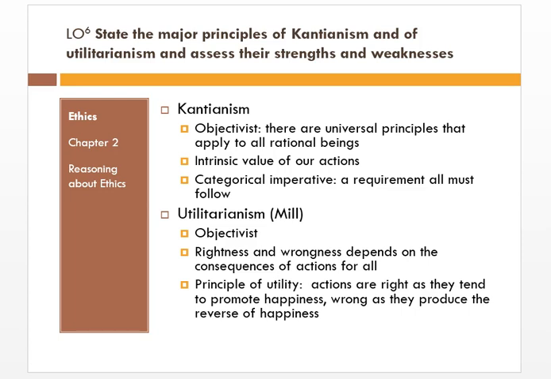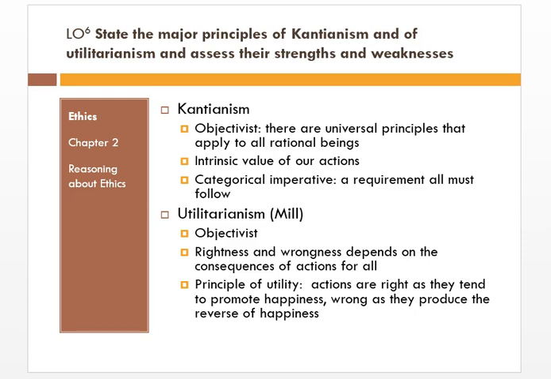Now the second is utilitarianism. Utilitarianism is often, credit is often given to John Stuart Mill for originating this approach. Now Mill's utilitarianism, like Kantianism, is also not an ethical relativist approach. It believes that there are universal values. However, one way that utilitarianism differs from Kantianism is that utilitarianism focuses on the consequences.